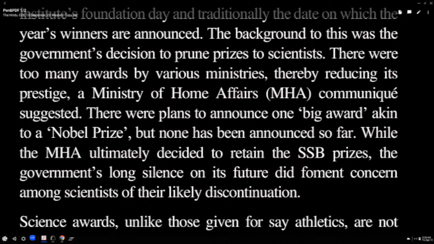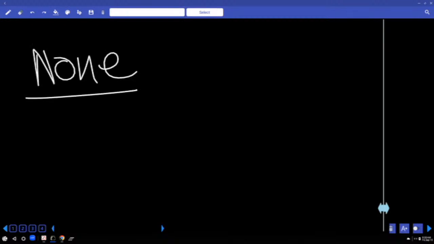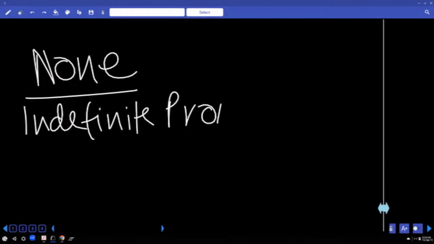Underline the word none, put a star mark. Also underline has been announced. Which tense is that? Present perfect active voice or passive voice? Alright, passive voice. But I told you to put a star mark, the word none. Why? Answer my question, which part of speech is it? First question. It's a pronoun. Second question, which type of pronoun is it? Please write indefinite pronoun. There are some important indefinite pronouns. What are they? None, one, everyone, someone, somebody, no one, nobody.